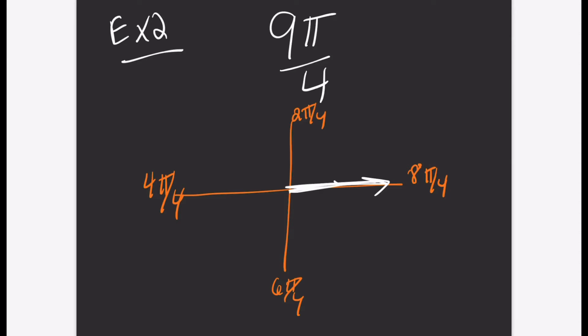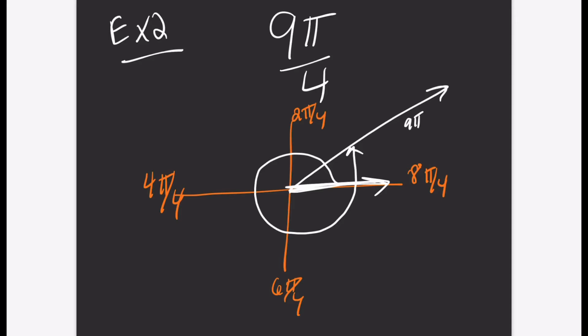So from here to here, you have 8 pi over 4. You need one more pi over 4. So that leads you right here in the first quadrant. So that's your angle for 9 pi over 4. Notice that if you go too far, you're going to be too big.